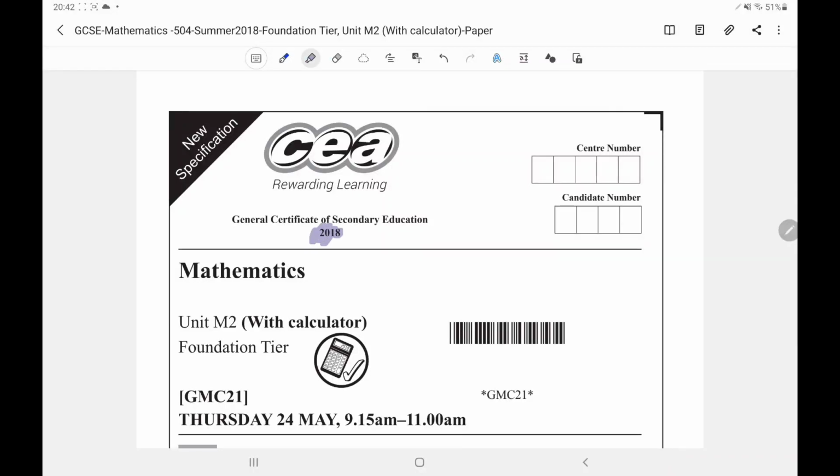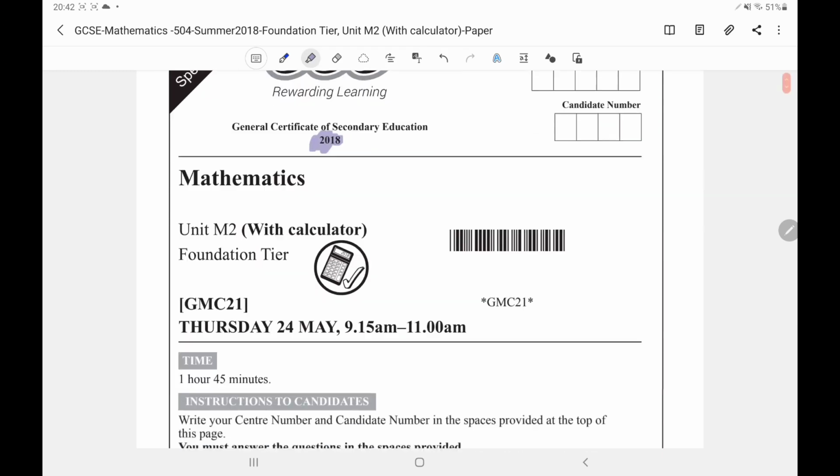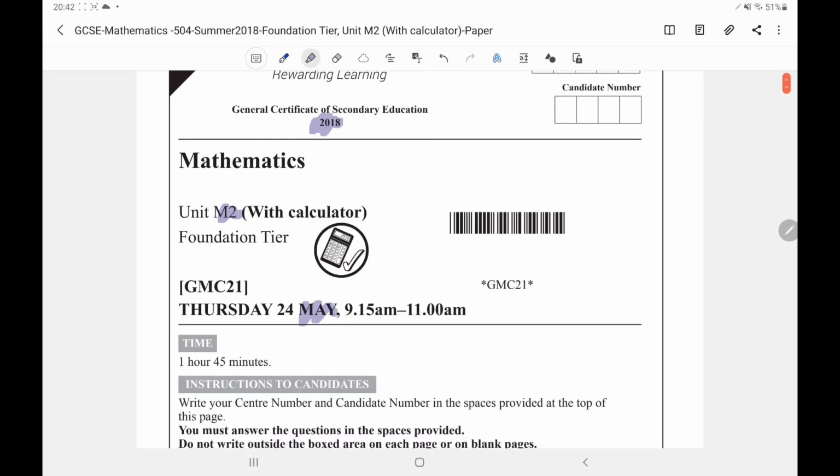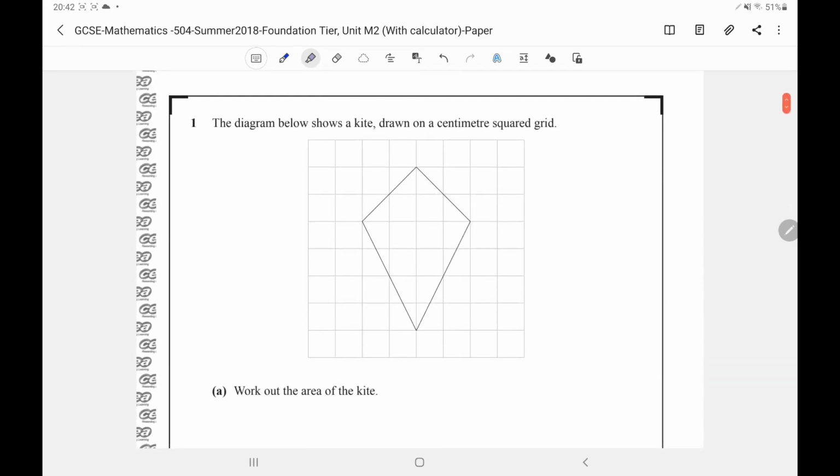So we're going to look at the May 2018 M2 paper. The first question is about area on a centimetre grid. Calculate the area of the kite.